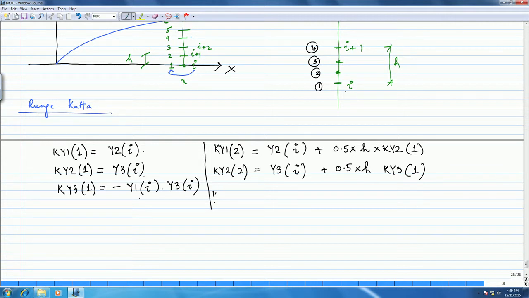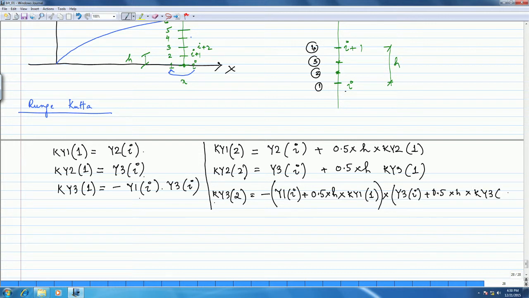And then ky3 2 is equal to essentially y1 at I plus 0.5 into h into ky1 1, into y3 at I plus 0.5 into h into ky3 1.